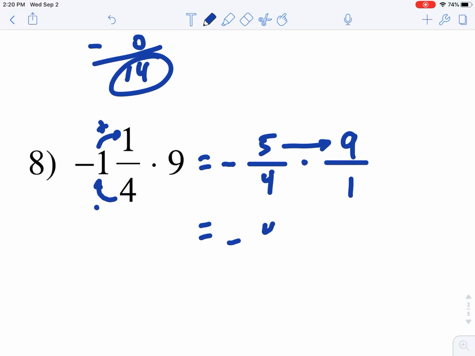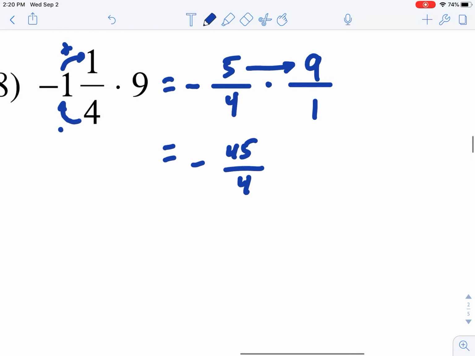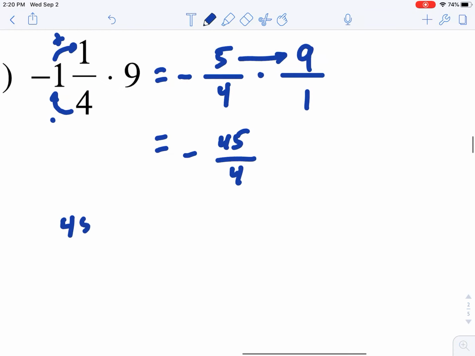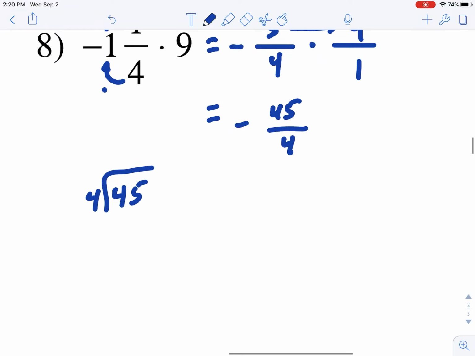5 times 9 is 45. 4 times 1 is 4. That's an improper fraction, so now I've got to do 45 divided by 4. Notice I didn't bother with the negative sign here. It's not a big deal. I'm just trying to work out the whole mixed number part. So 4 divided by 4 is 1. 4 times 1 is 4. Subtract that, you get 0.